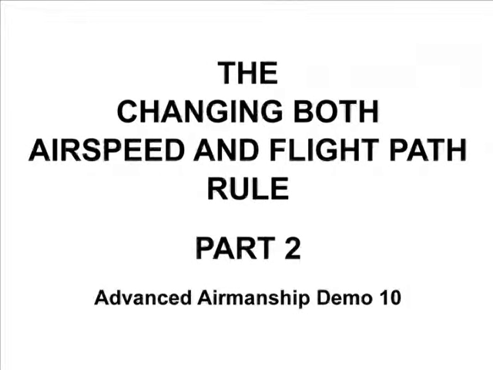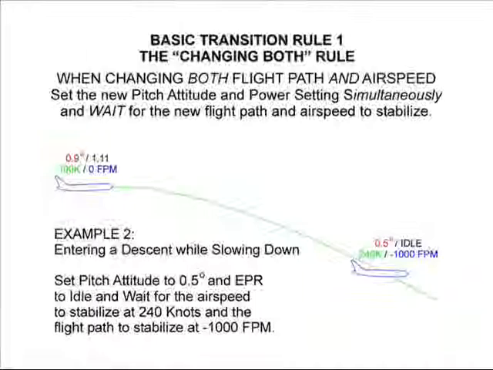This is demonstration number 10 from the aviation textbook, Advanced Airmanship, Book 1, Precision Flying. This is the second demonstration of precision transitions to new flight paths and airspeeds. This demonstration illustrates Rule 1, which is called the changing both rule.